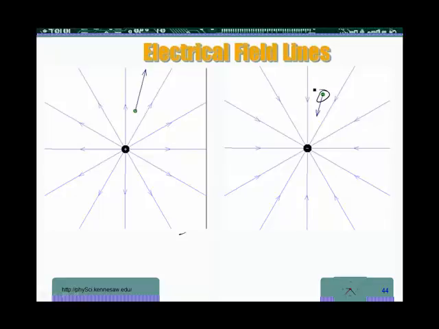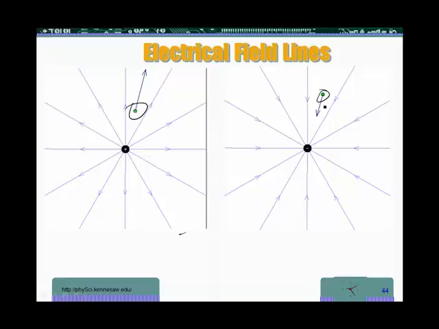And here we have some tiny test charges. Now, the test charge in both cases here is positive. So if I place a positive charge here, the positive charge is going to experience a repulsive force in the same direction as the electrical field lines. And if I have a positive charge in a region where the field lines are pointing towards the charge, now the electrical force acting on that charge is going to point towards the charge.